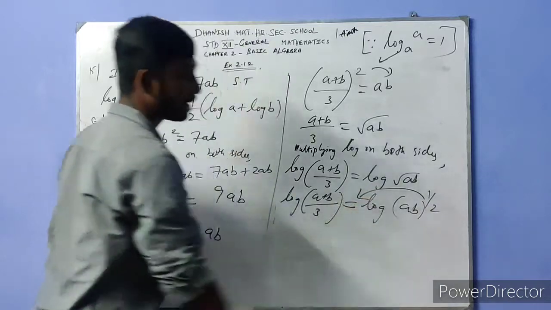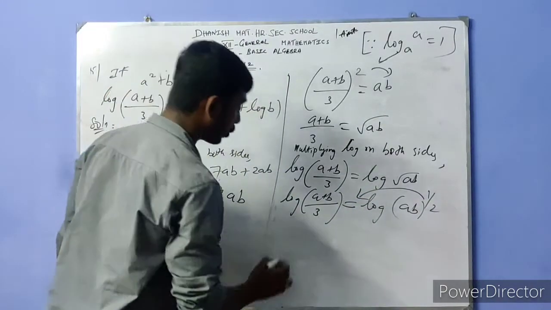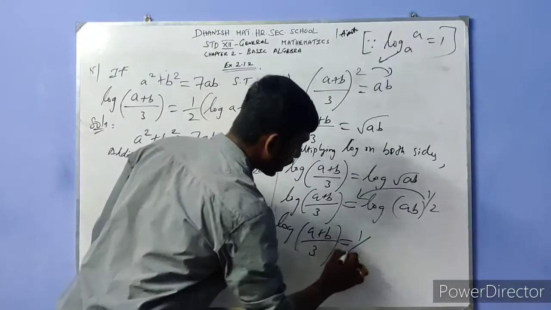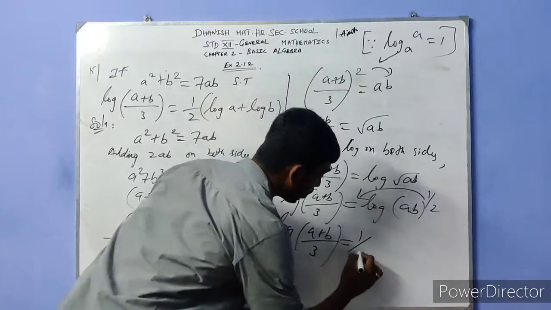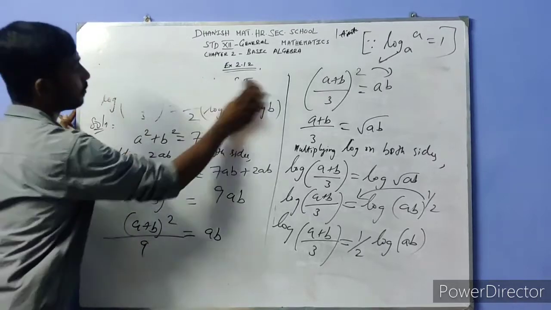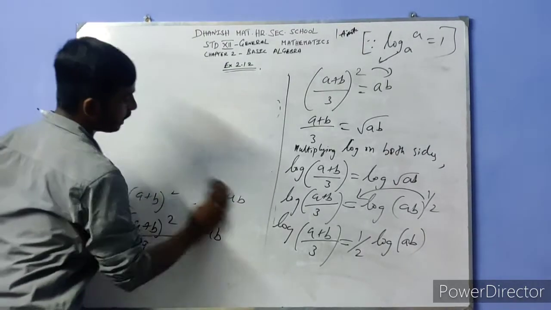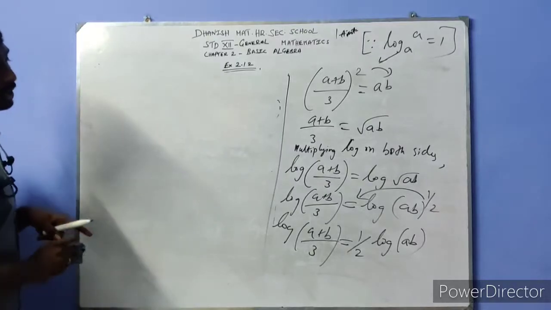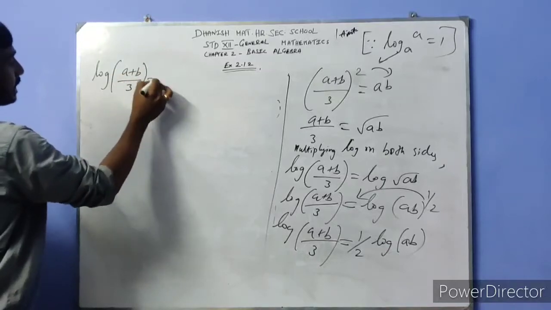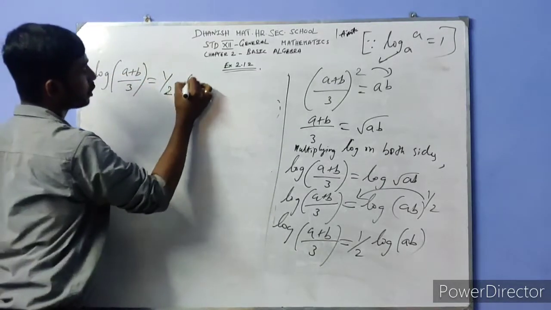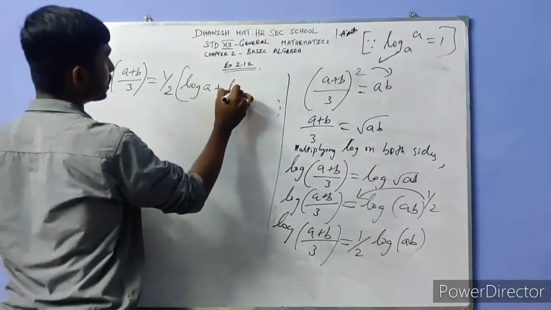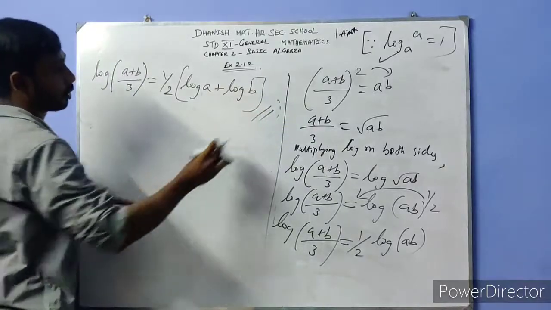This power goes in front of the log using the power rule. So log of (a plus b) divided by 3 equals 1 by 2 log of a into b. What is the formula for log of a into b? That is log a plus log b. So log of (a plus b) divided by 3 equals 1 by 2 log a plus log b.